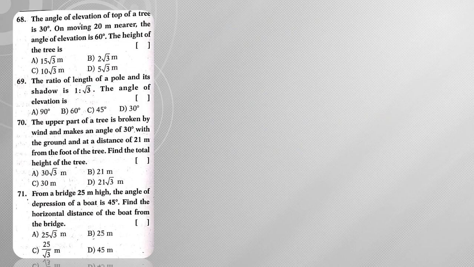Angle of elevation of the top of a tower is 30 degrees. So theta is equal to 30 degrees he has given. Next, on moving 20 meters nearer, the angle of elevation changes to 60 degrees. Now observe this. So this is nothing but height of the tree. This is angle of elevation 30 degrees. So he has moved 20 meters towards the tower, so towards the tree, then the angle of elevation changes to 60 degrees.